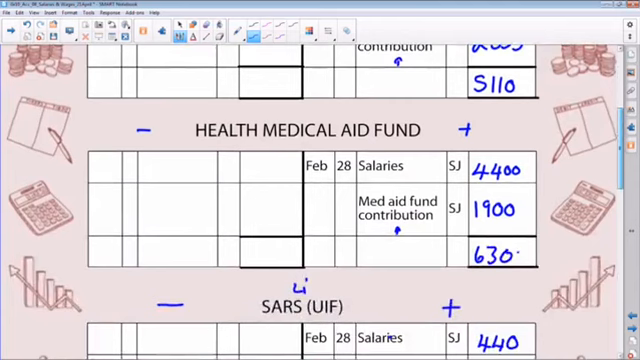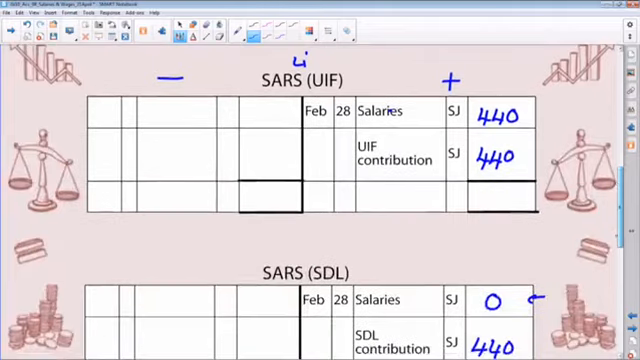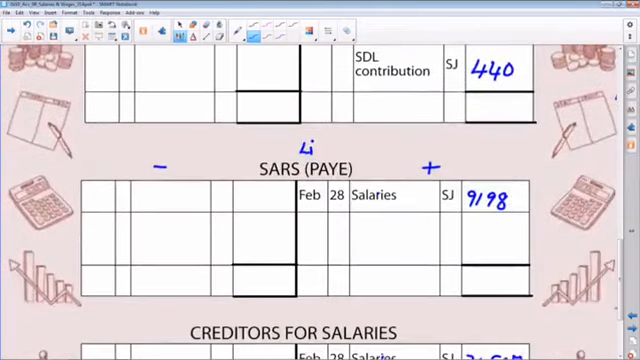So therefore, I have to pay how much to the health medical aid? I need to pay 6,300 to create no liability and have everything transferred. So again, I'm paying through the bank. And with that, you can finish up all of your other T accounts. As shown here, you will just go to the debit side and pay the liability. If you pay the liability, you don't owe it anymore.